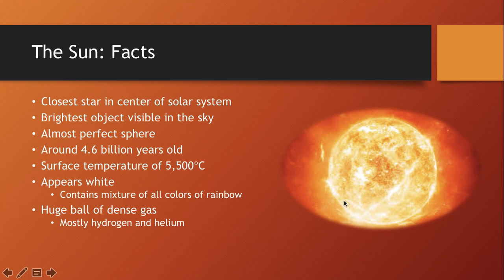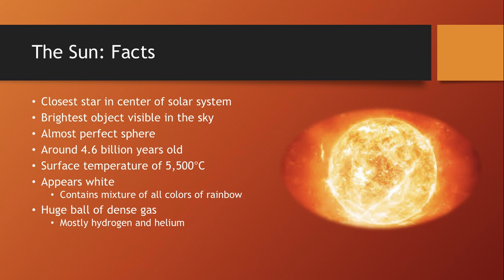Here are just some facts about the sun. It is the closest star in the center of our solar system. It is the brightest object that is visible in the sky when you look outside. It is almost a perfect sphere, and it is around 4.6 billion years old. The surface temperature of the sun is around 5,500 degrees Celsius. When you look outside and you see the sun, it appears white.